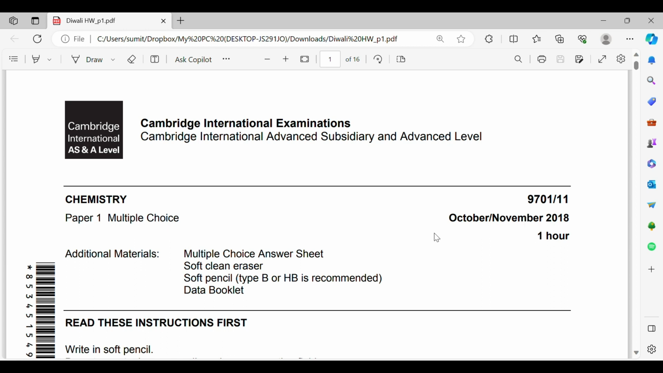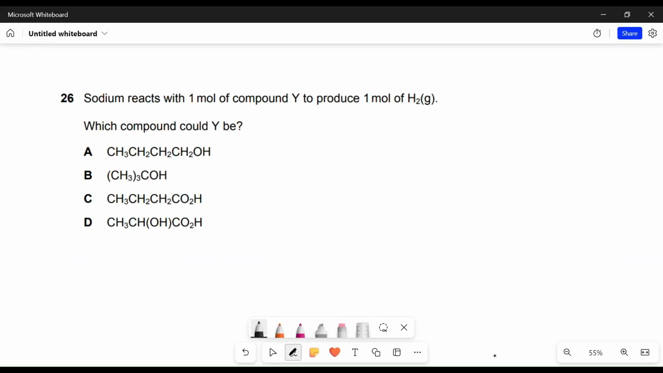Today we'll be solving the past paper from the 2018 October-November series, paper code 970111. Let's start with question number 26. Sodium reacts with 1 mole of compound Y to produce 1 mole of hydrogen gas. Which compound could Y be?